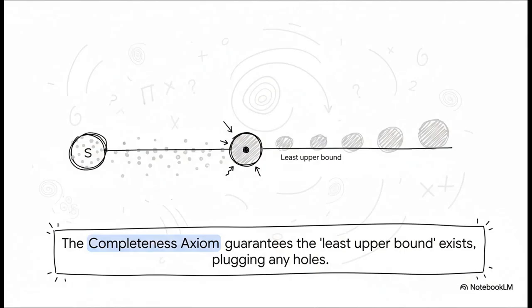And this diagram shows it perfectly. You see that set of numbers S? Now, there are lots of numbers bigger than everything in S. But the completeness axiom promises that this one special point exists, the least upper bound.